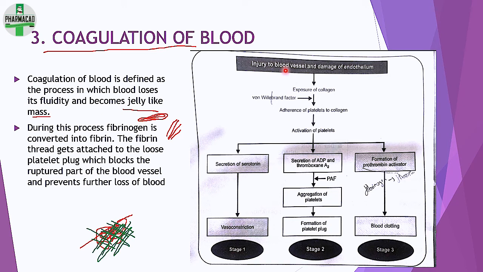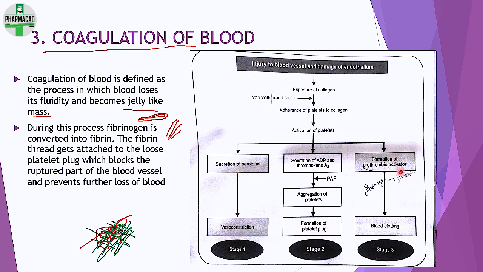First, there is injury to the blood vessel and damage of endothelium that causes exposure of collagen. So platelets start getting adherent to collagen. They will call other platelets and activation will happen. The first thing it will do is secrete serotonin, which will cause vasoconstriction. Right, first step. Second, it will secrete ADP and thromboxane, which will cause other platelets to come in, and thus it will form a platelet plug.